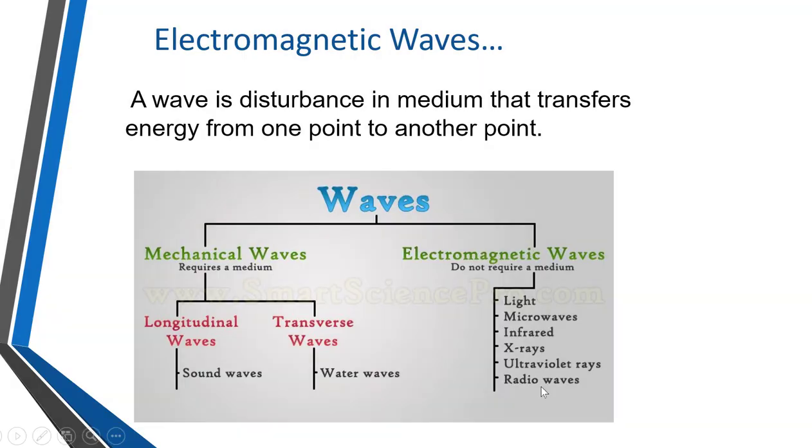Now, electromagnetic waves do not require any medium to transfer, but mechanical waves require a medium to transfer. The medium can be air or water or any other medium, but it must be present. Then only can we pass mechanical waves. But for electromagnetic waves, even if there is no air, they can transfer. They can transmit through vacuum also.